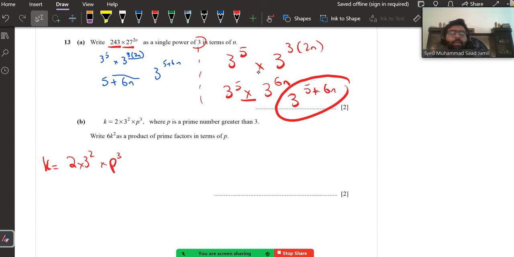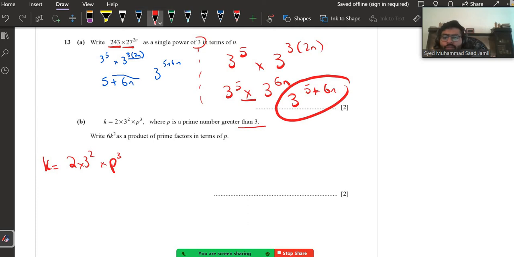Where p is a prime number greater than 3. Okay, p is a prime number greater than 3. Write 6k squared as a product of prime factors in terms of p. Actually, I had written k squared by mistake. It's basically saying k is equal to 2 multiplied by 3 squared multiplied by p cubed.